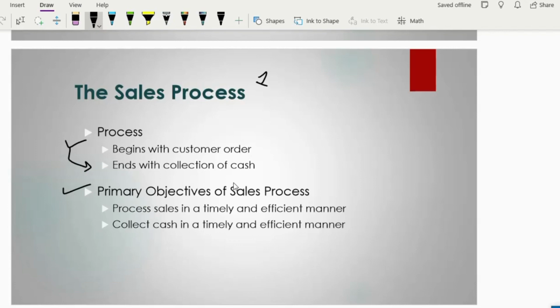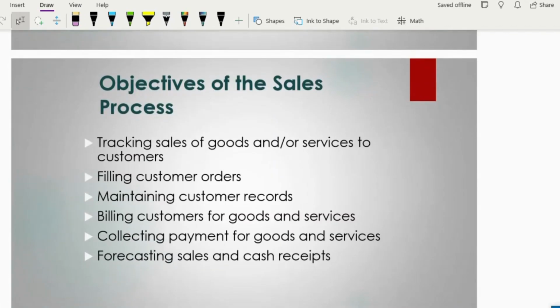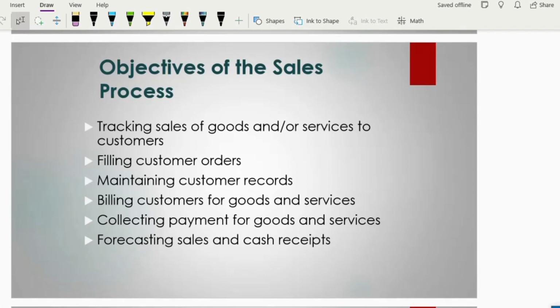So what are the objectives of the sales process? Number one, that we have to process this order, this sale, in a timely and efficient manner. And the second primary objective is that we should collect the money from the customer in a timely and efficient manner. So these are the two basic objectives of the sales process, but there are many others, because for those objectives we want the sales process to complete, and for that purpose we want evidence from the system. So proper reports or required data should be available in the system.